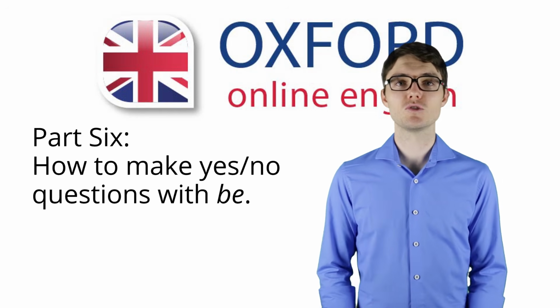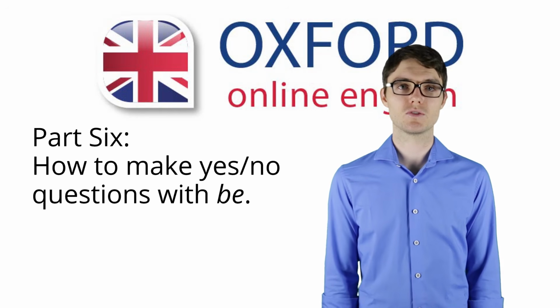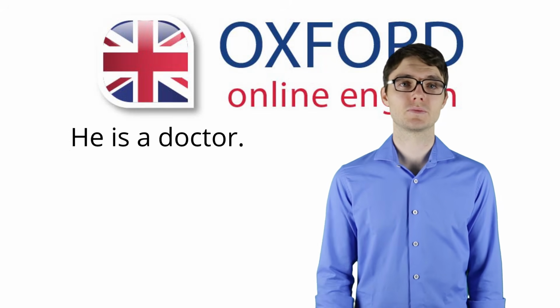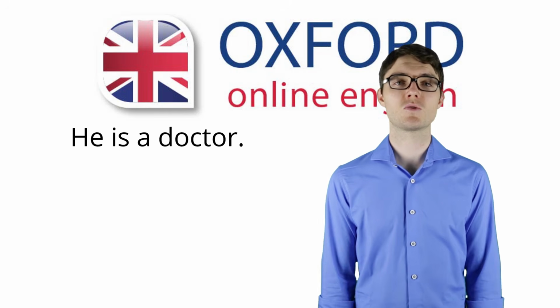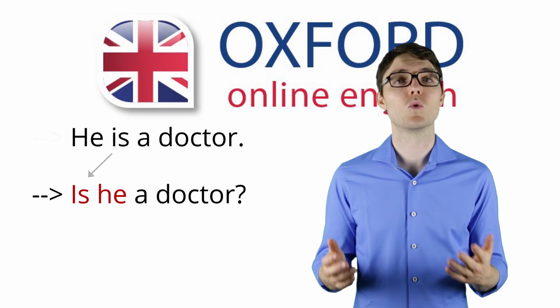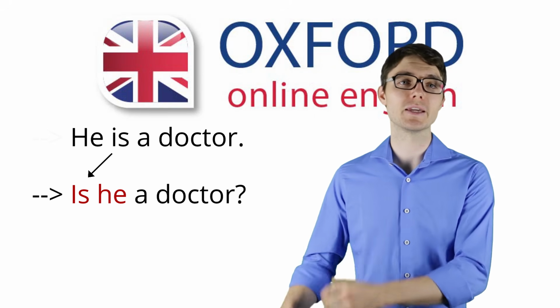Let's learn to do one more thing with be. Let's see how to use be to make simple yes-no questions. Look at the sentence. He is a doctor. Can you make a yes-no question from the sentence? Is he a doctor? What happened? We moved the verb be to the beginning.